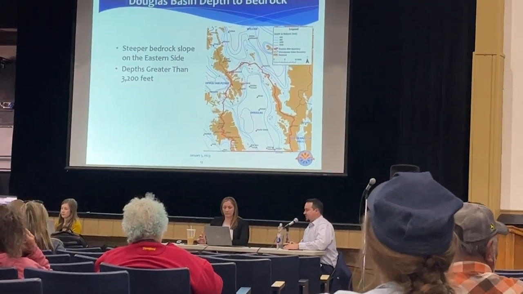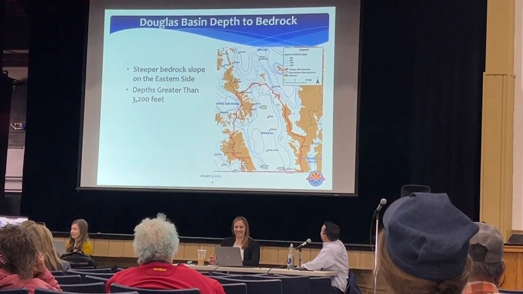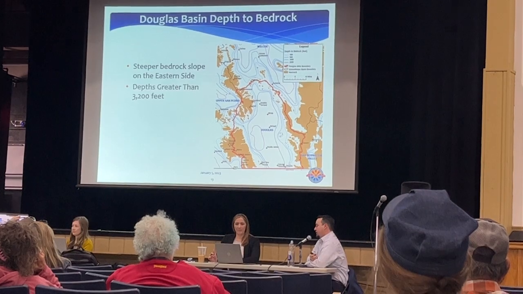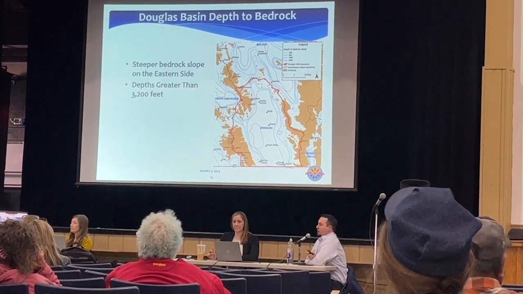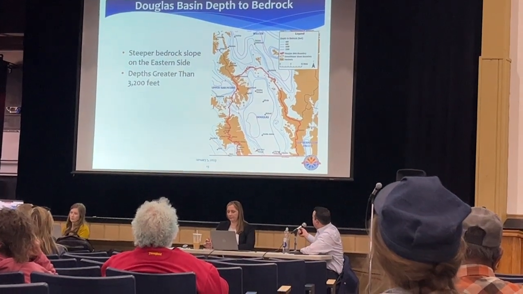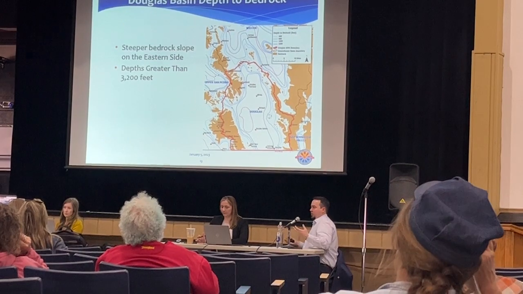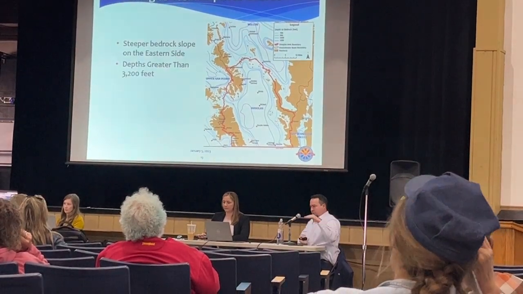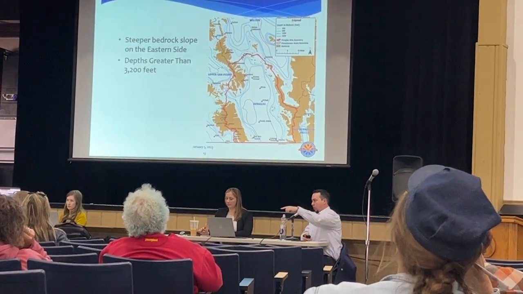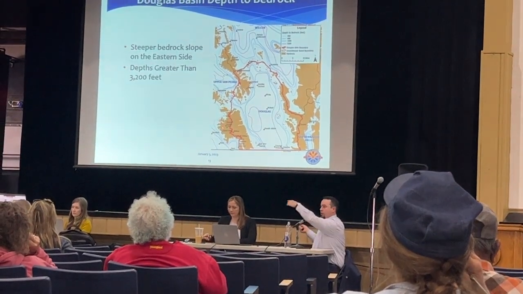So this is a map with squiggly lines, so I'll try to explain it. This is a view of the depth to bedrock. These are contour lines. Contour lines represent a single value across the whole line. It's like a bathtub ring. If you look at your bathtub ring, it's going to be 12 inches from the bottom all the way around.